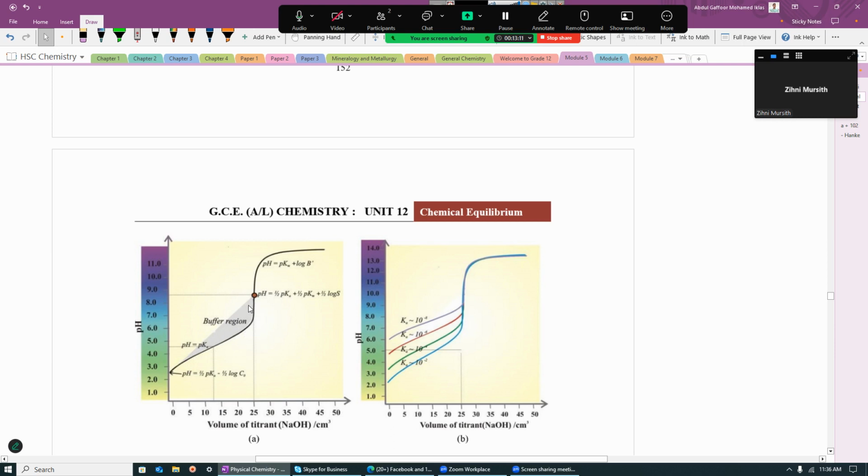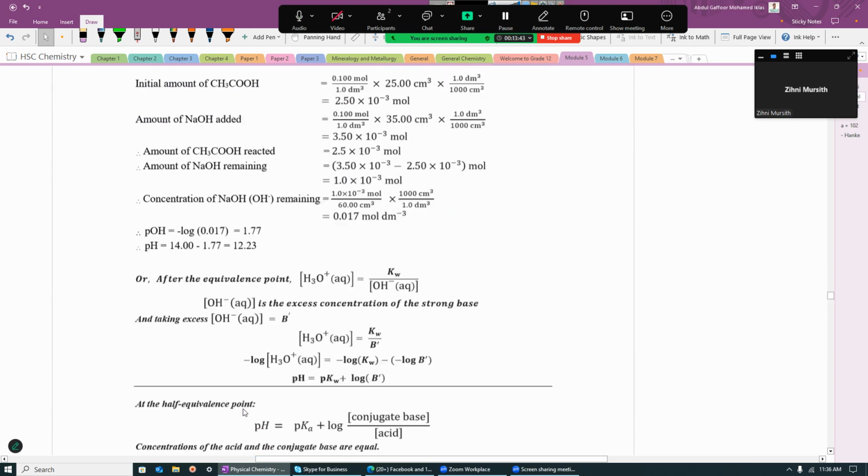Because before this region we will have both the weak acid and its conjugate base. Do you understand? So now you can see the gray region can be a buffer region in which we can establish a buffer solution. We are going to do the calculation for 10 milliliter, but later you can check for 15 milliliter and see if you get this pH. That's for your practice. And you can even do it for 20 milliliter, right?